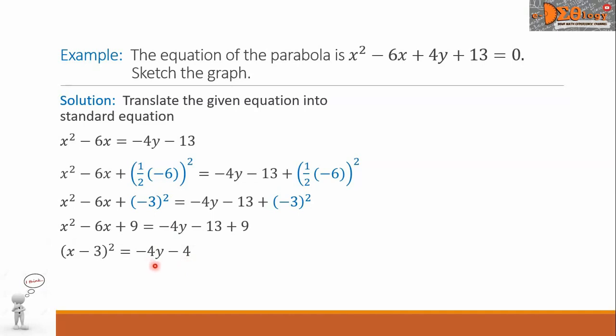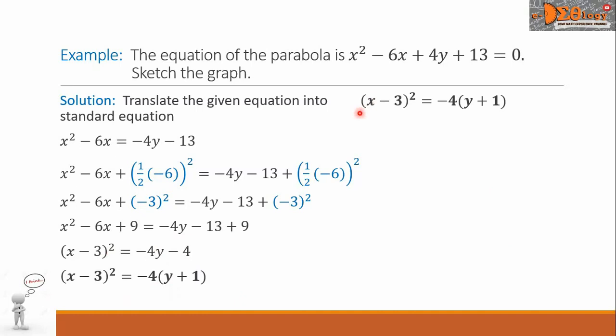Let us factor out the common factor on the right side. See to it that the y variable will be positive. So we're going to factor out that negative 4. So the answer will be negative 4 times the quantity y plus 1. This is now the equation that we are looking for.